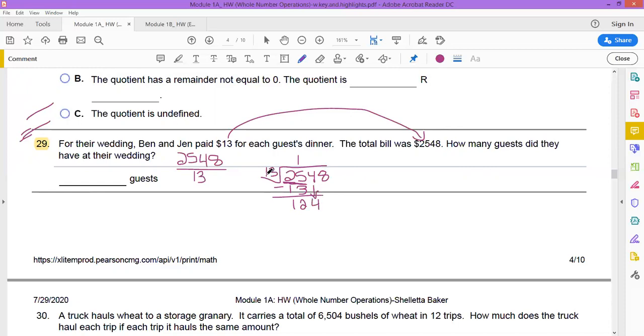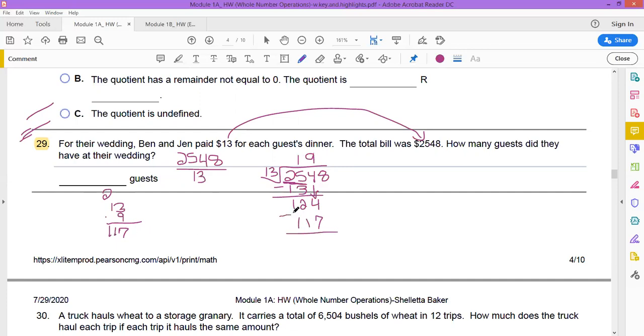Now, how many times does 13 go into 124? 9 times. Now, over here to the side, you can do this multiplication so you can confirm your digits. 13 times 9, we're just multiplying. 9 times 3, we'll get 27. Carry that 2. 9 times 1 is 9, plus the 2 gives us 11. We get 117.